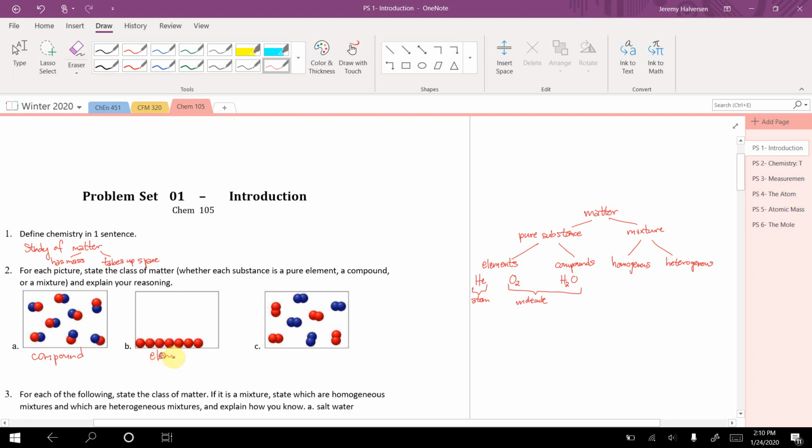This would just be an element, because everything is the same, which makes it a pure substance, and there's only one type there.